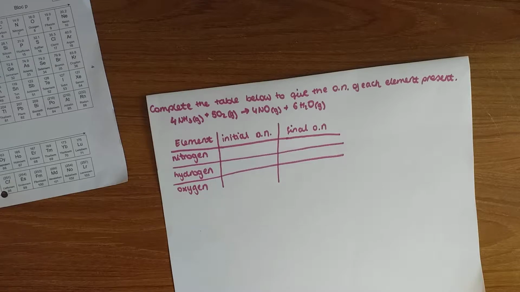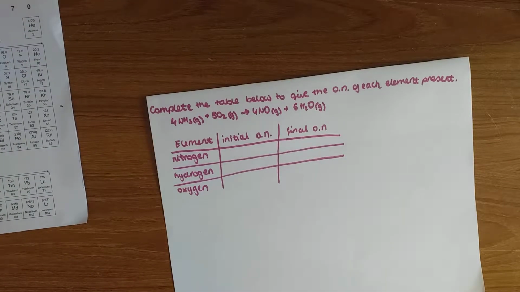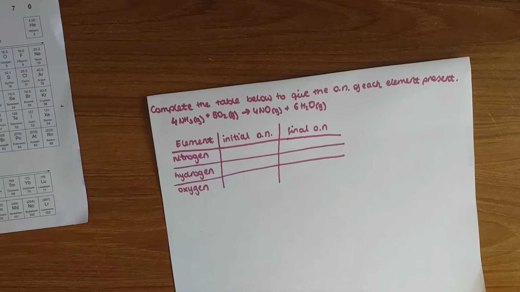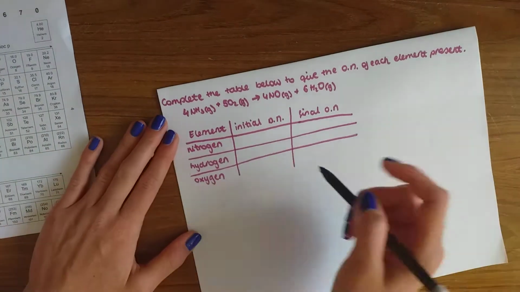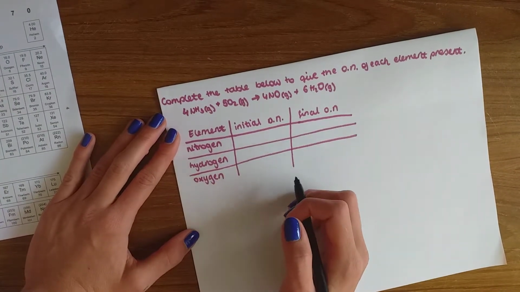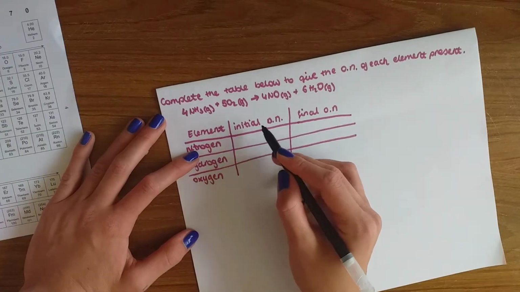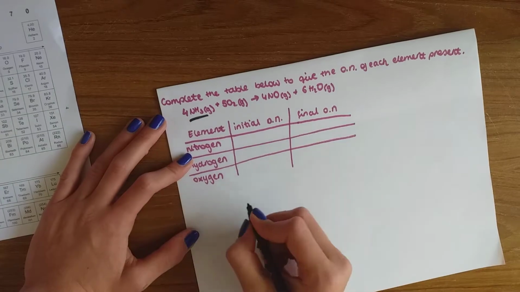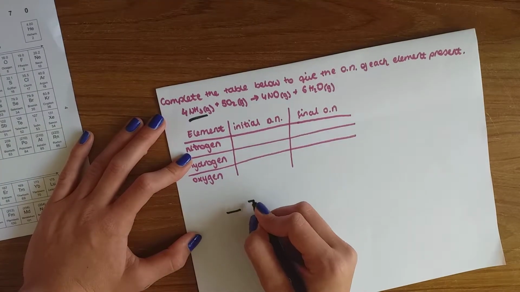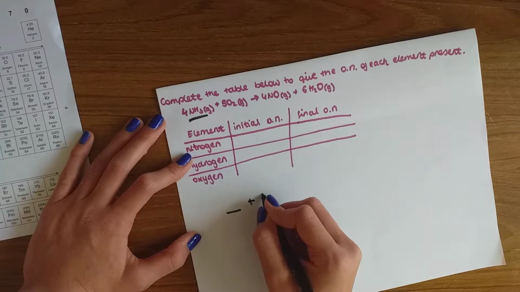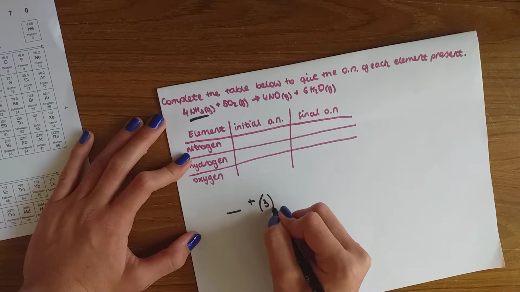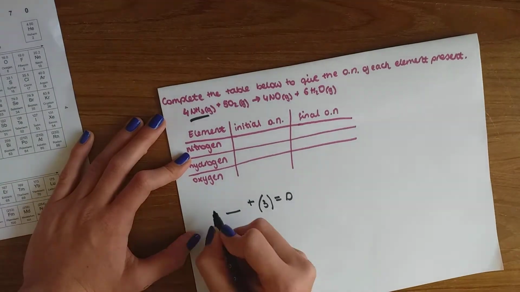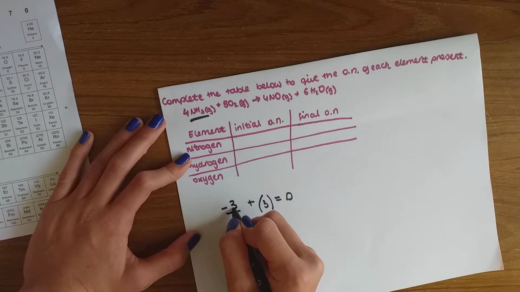So the next question is, complete the table below to give the oxidation number of each element present. And this is the equation. So they also gave us a table, so we just have to fill out the table. So the initial oxidation number of nitrogen: nitrogen plus hydrogen, which is always +1, but there's 3 of them, so +3, equals 0, it's a compound. So nitrogen must be -3.